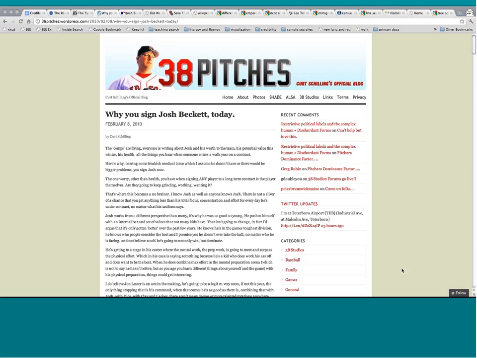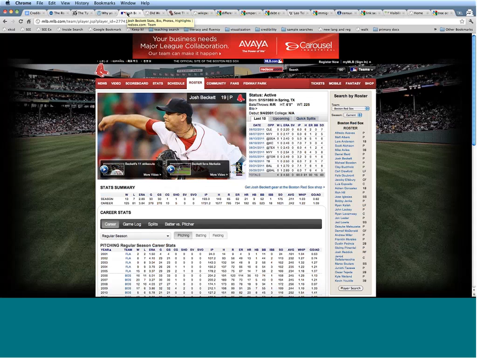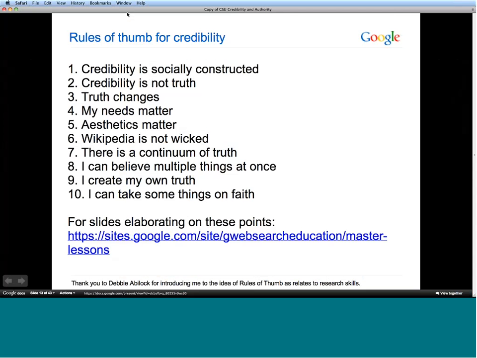But of course, if your determination of is he a good player has to do with his statistics, then you're really going to want something like the Major League Baseball site, because that's going to give you a very different type of authority and a very different type of view of whether he's a good player or not.